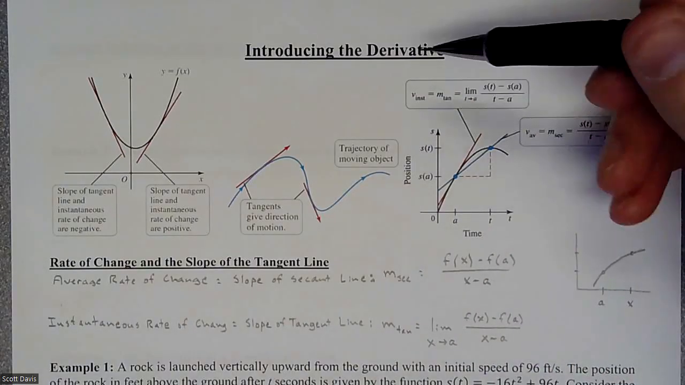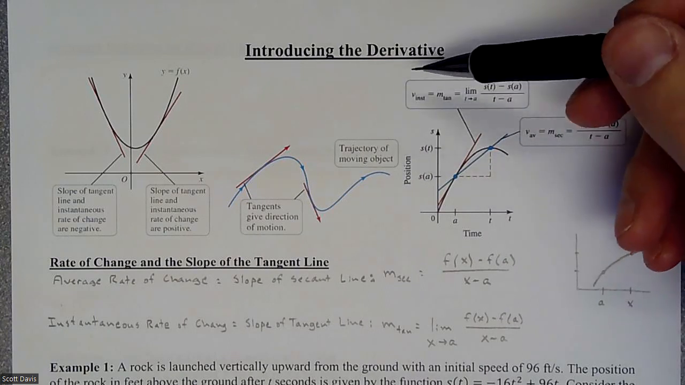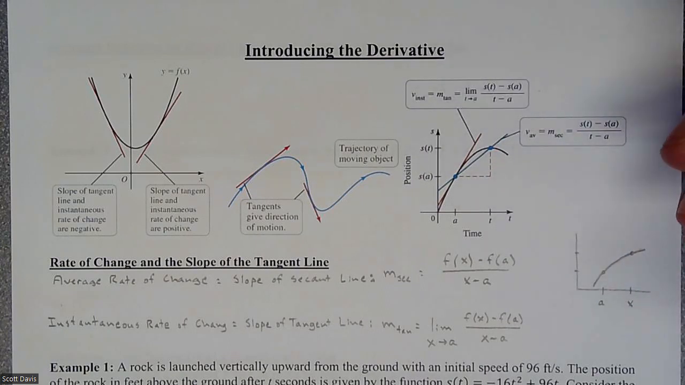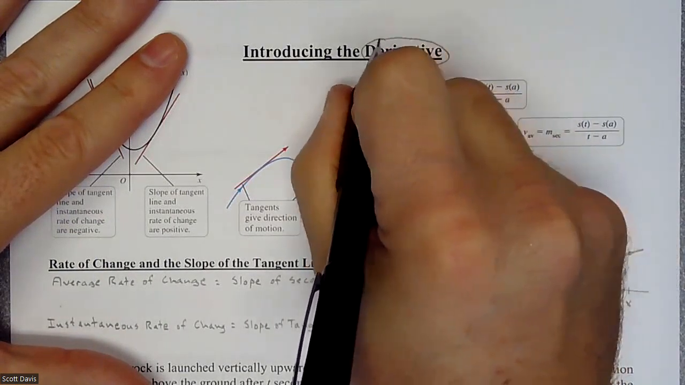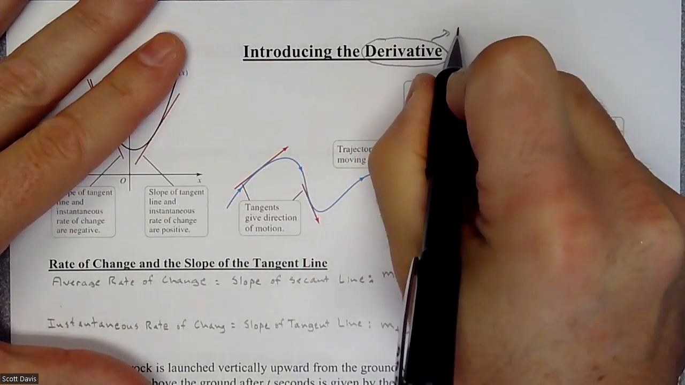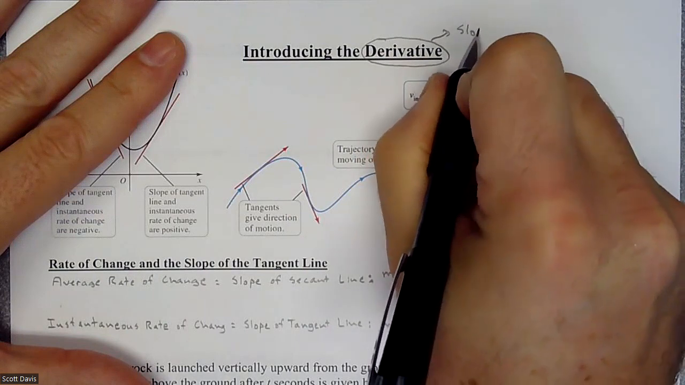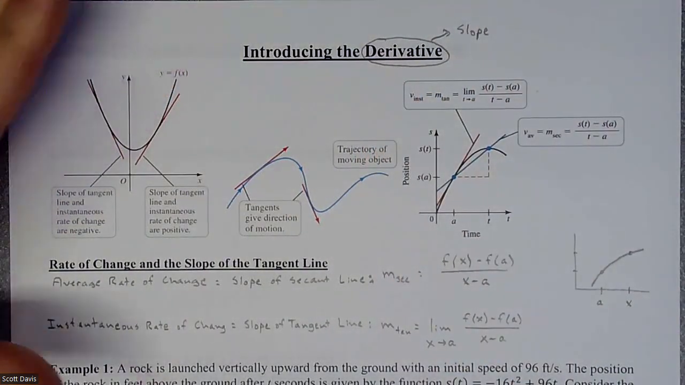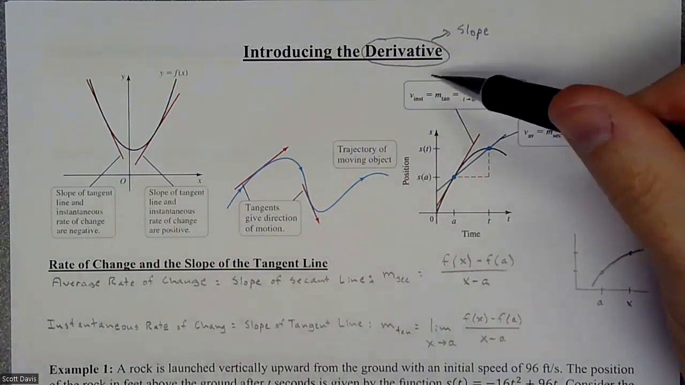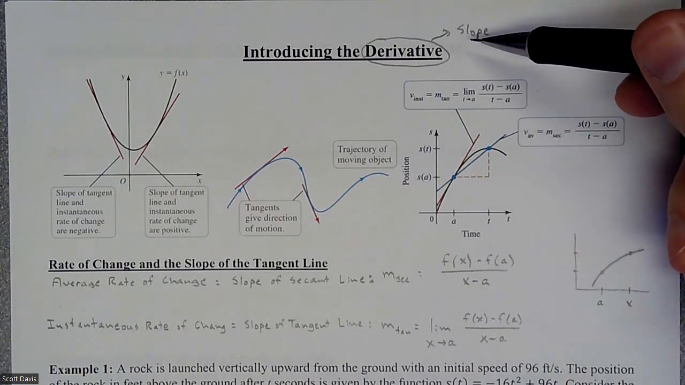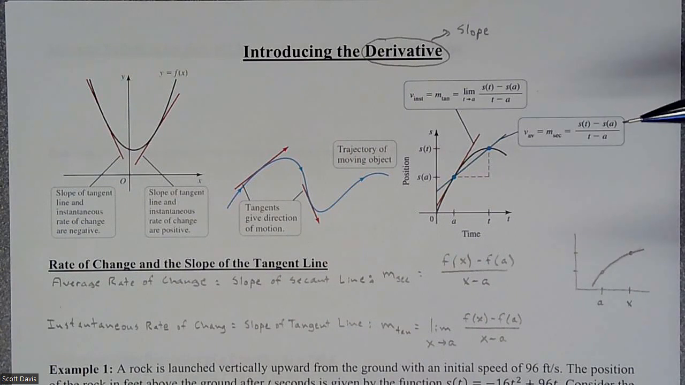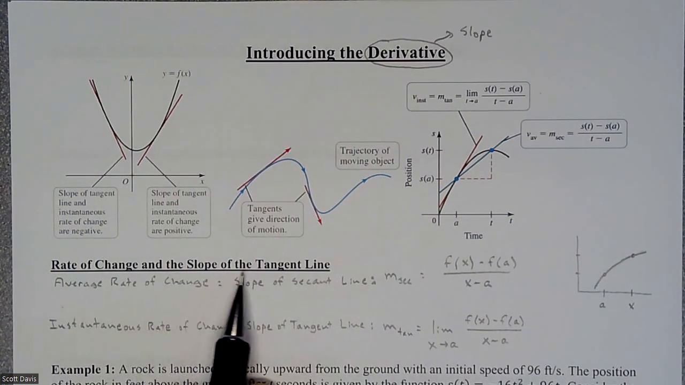In this video, we are going to start to introduce this idea of a derivative. In short, a derivative is a slope. I'm going to be using that word all the time. If the word derivative comes up, I'm also going to be comparing it to a slope, just to keep that in the back of your mind, that it's a rate of change of some kind. So with that, a rate of change is the slope of a tangent line.